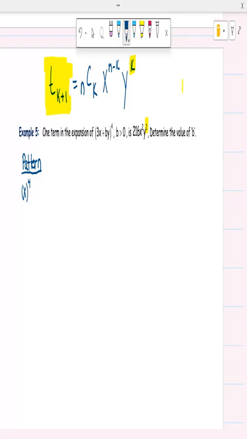The second term has a what in it? A y. So the second one has a y, right? And then it's going to be to the exponent of 0. So that's where it always starts. So the first term is always going to be to n, okay? And the second term is always going to be to 0.